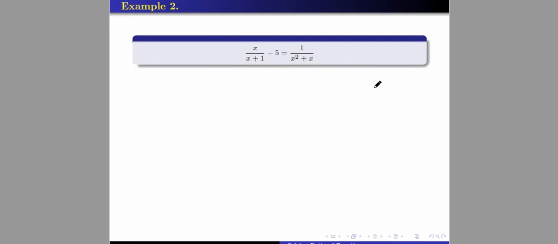Next example: if we have these rational expressions and a whole number, or a term which is not in fraction form, we cannot do cross multiplication here. So first we need to find the LCD. To find the LCD, let's list down all the factors of the denominators. So we have x plus 1 and x times x squared plus x.